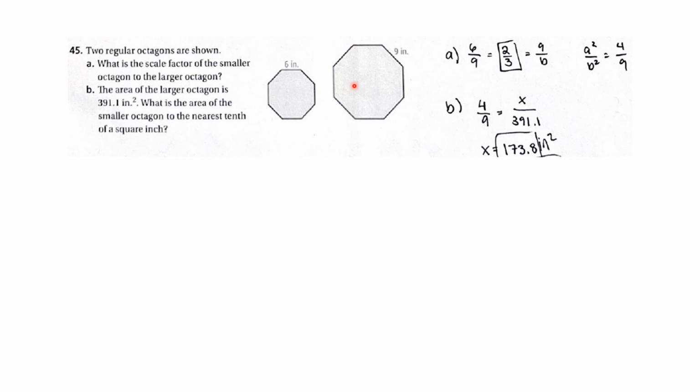This is a 10.4 review problem. We have two regular octagons shown. It asks for the scale factor, so we just take 6 and 9 and put them over each other. We get 2/3, and that's our like A over B number. And then part B asks for the area of the smaller octagon.